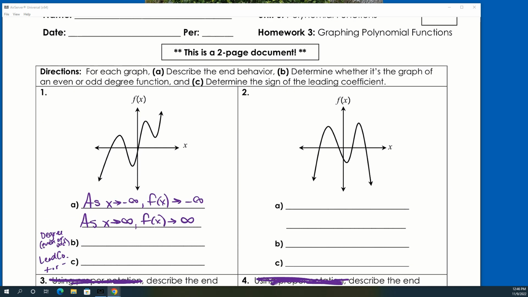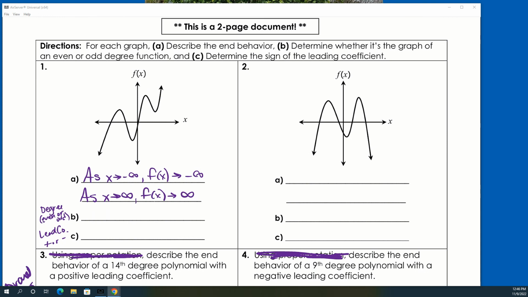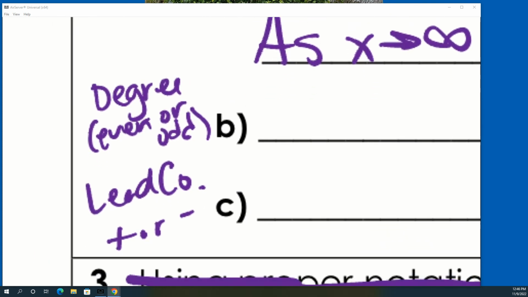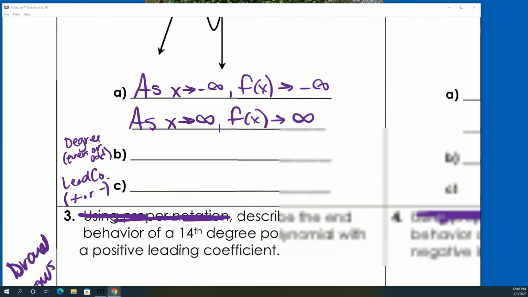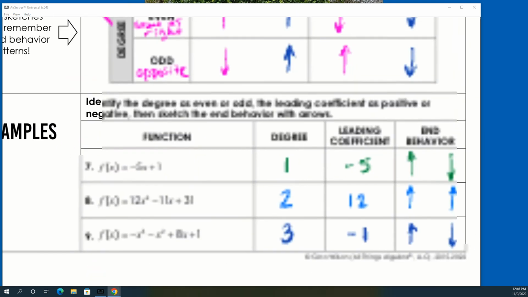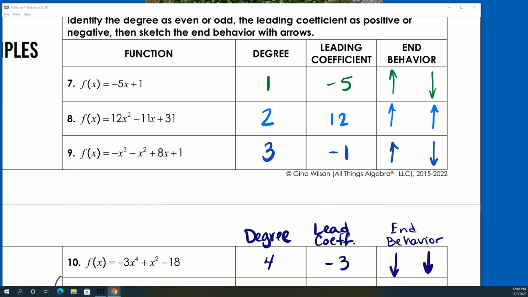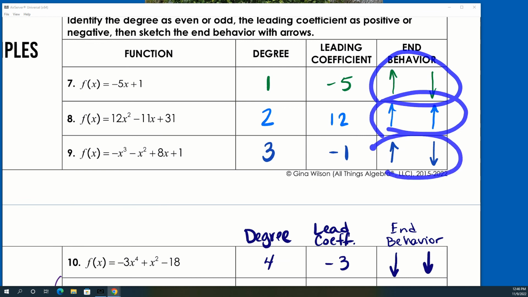B will either be even or odd, and C will either be positive or negative. I wrote it over here. I might have just wrote it too small, or maybe you can't read my handwriting. I don't know. Yes. So when you guys do 3 and 4, I'm fine with you just doing what we did here. This part of it. That's fine.